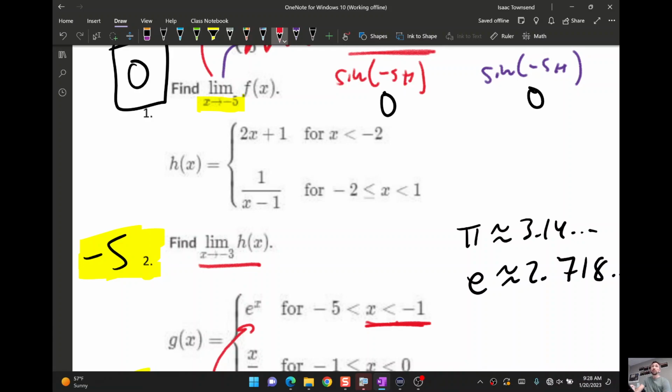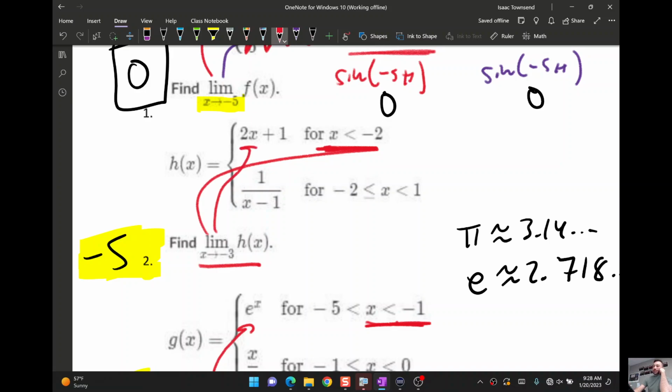So coming from the left, that would be a number slightly smaller than -3. Coming from the right, that would be a number slightly bigger than -3. But both of those would go into this, because both of those would fit into that category. When x is less than -2, left and right fit into that.